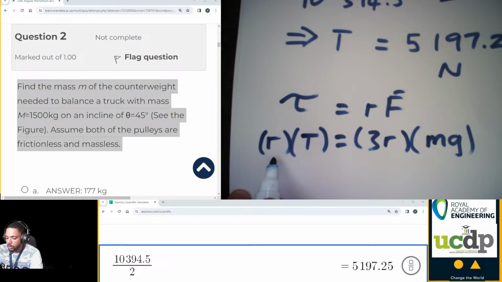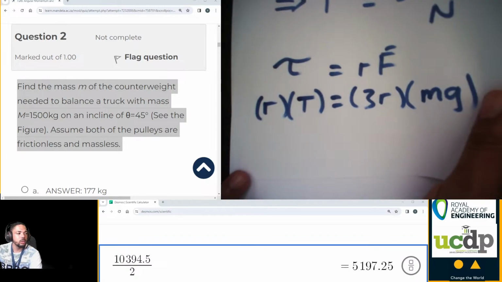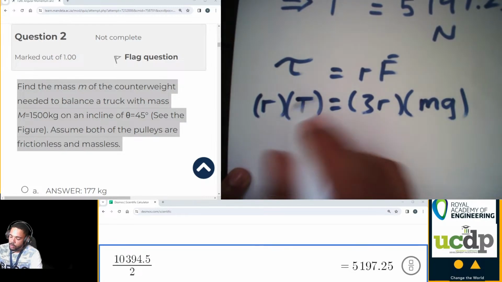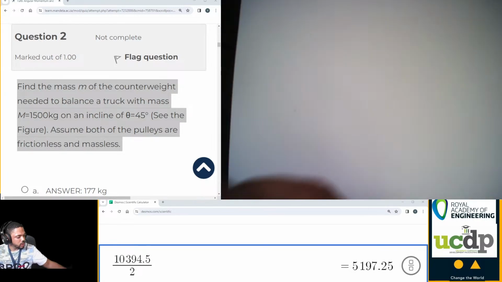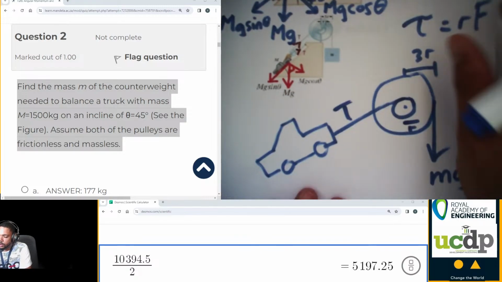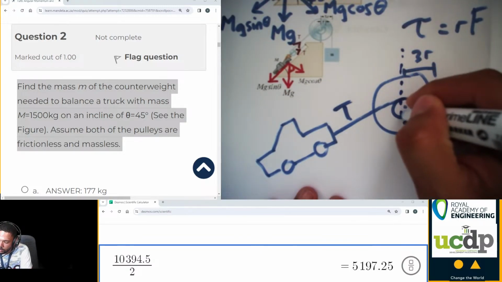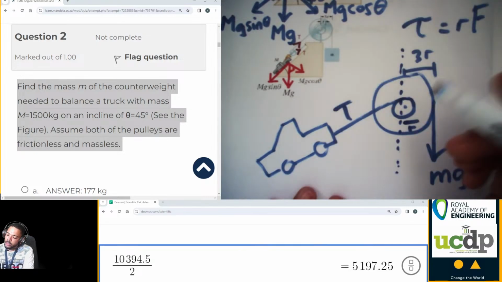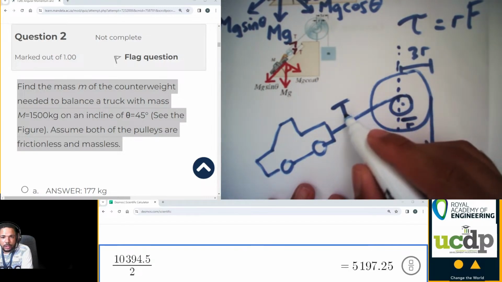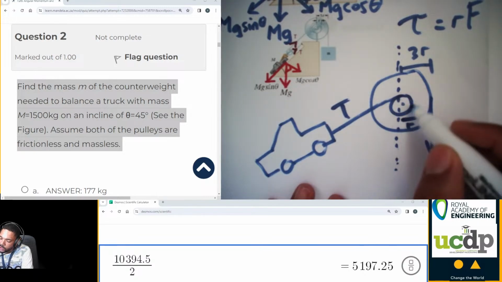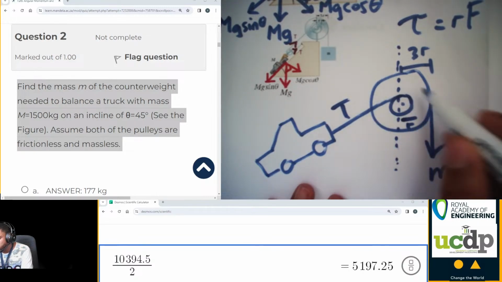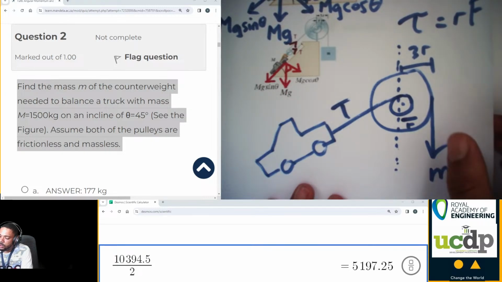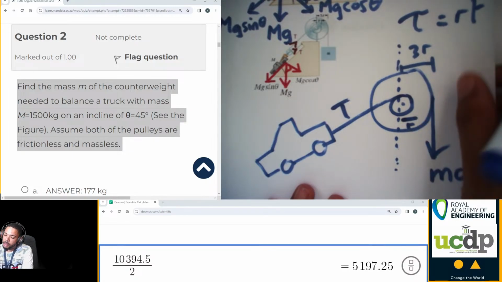For the torque on the left hand side, let me just show you again. For the torque on this side, let's divide this and say the torque on the left hand side is the tension multiplied by the radius of the small circle. This should be equal to the torque on the right hand side, which is the mass times the gravitational acceleration, the weight of this block hanging there, multiplied by the radius of the big pulley.